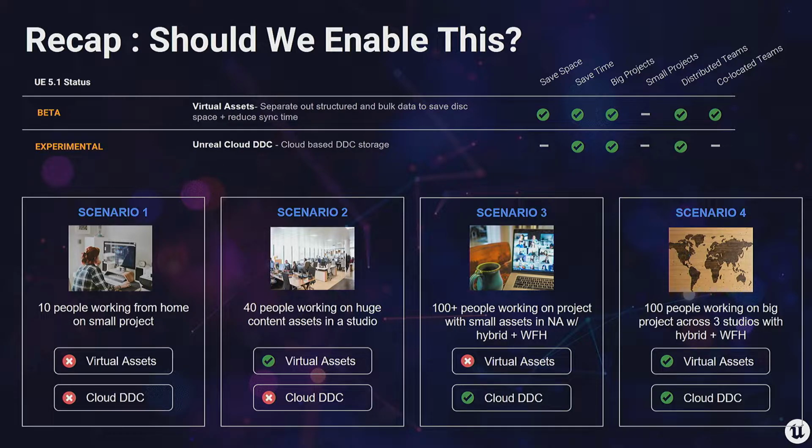So quick recap. I think we get the question a lot: what should we actually use? Should our team take this? So we have some notes here around the statuses of these pieces of tech and when you'd want to deploy them. For virtual assets, this is coming in beta status for 5.1. That means that we've turned it on internally on projects here at Epic, and we're quite happy with the results, and it's ready for users and teams who want to dabble in this to turn it on and see how it could work for you.